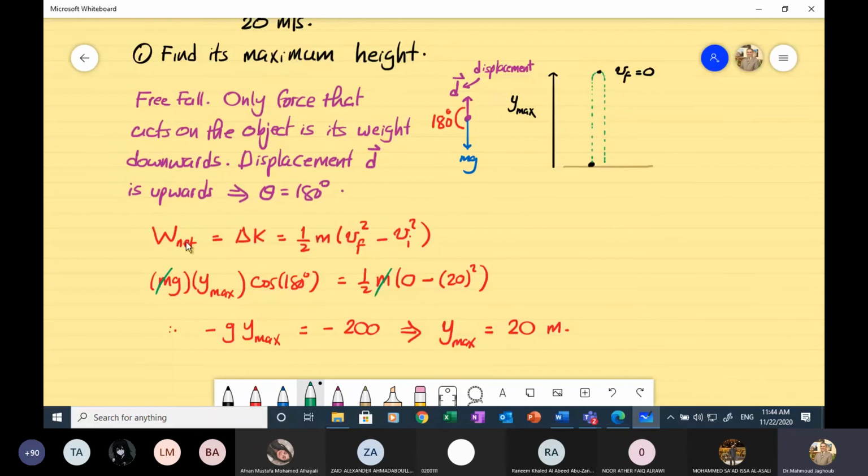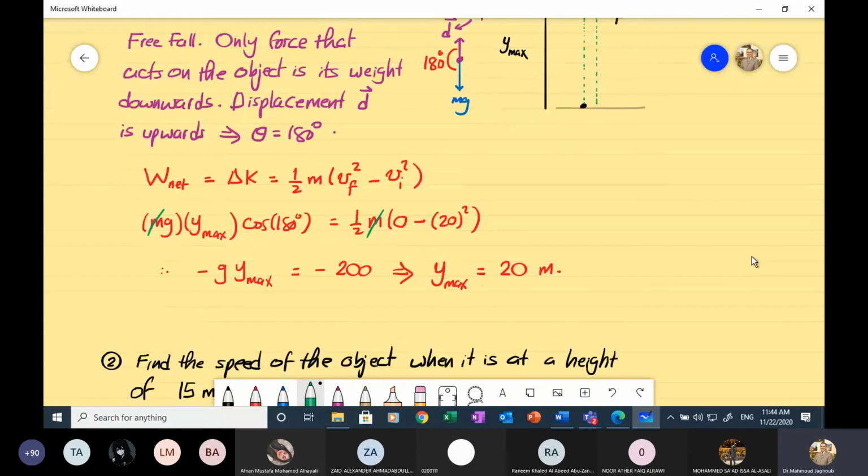Right. What does W net equal? It equals mg, which is the magnitude of the force, multiplied by the distance it has moved, which is y max, multiplied by cosine 180. And the reason is cosine 180: the angle between the displacement, which is upwards, and the force doing the work, which is mg downwards, is 180 degrees. So we get, masses cancel out. You see, you did not need the masses at all.